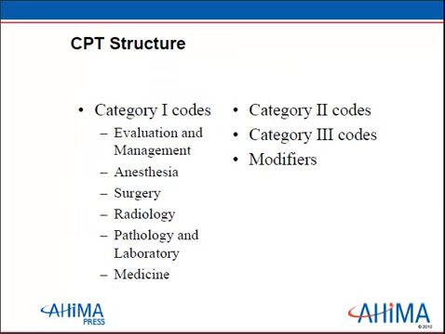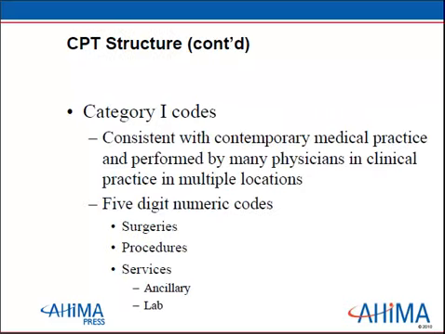What is in the CPT book? Category 1 codes are really the bulk of the CPT book, and the modifiers. So we have E&M codes, that's your charge for seeing physicians, that's a physician charge, your surgery, radiology, path and lab, and medicine. Category 1 codes are consistent with contemporary practice and performed by physicians in multiple locations. There are 5 digits, and they cover surgeries, procedures, and services like pathology and laboratory.